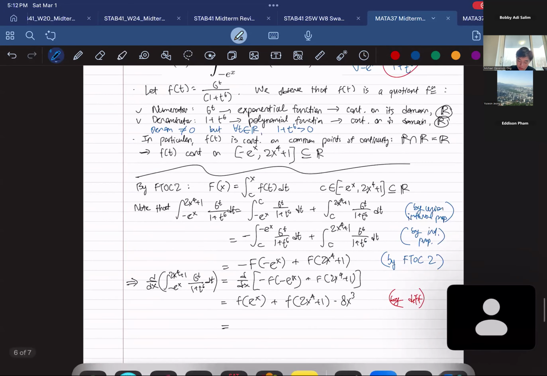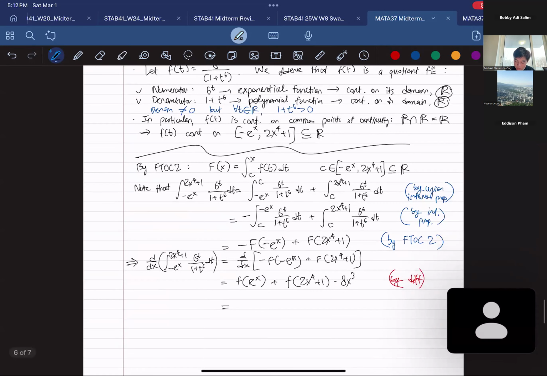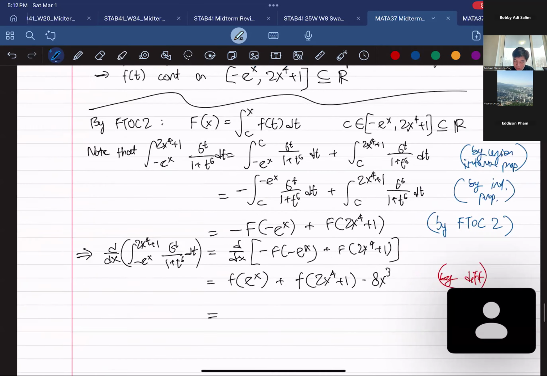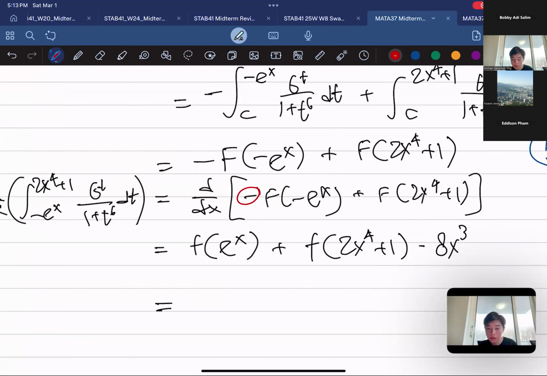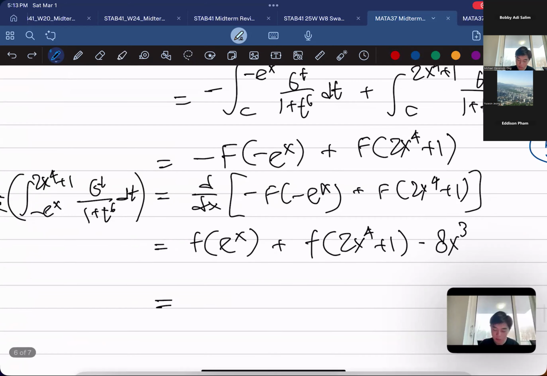Oh, sorry, you forgot to chain rule the first term. It's supposed to be f of e to the x times e to the x. The negative sign gets canceled out by this, no? But then by chain rule, you need to multiply by e to the x. Oh, shoot. And it's f of negative e to the x. Hold on. My bad, bro.